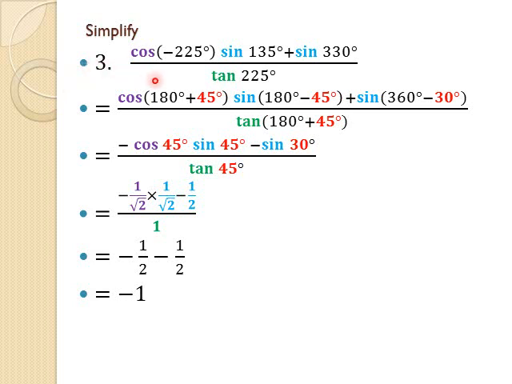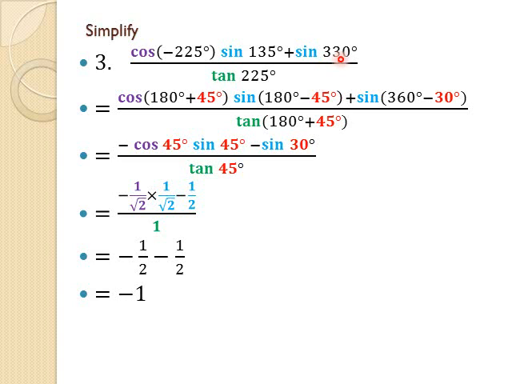Right, so problem number 3, I have cos negative 225 sine 135 plus sine 330 divided by tan 225. As I said, we have to take out special angles and make them acute. So the cos negative angle would become positive because in the fourth quadrant, but 225 can be written as 180 plus 45. Sine 135 can be rewritten as sine of 180 minus 45, which gives me 135 and 45 special angle.